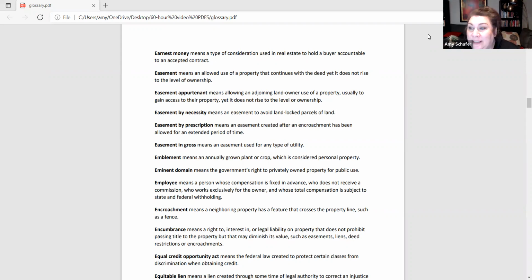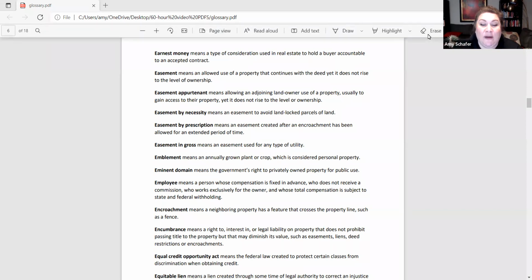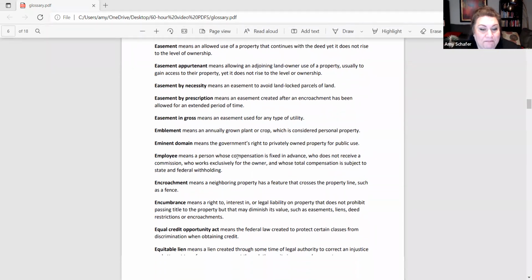An encumbrance. These have 4 categories. Liens, easements, which we just discussed, encroachments, and deed restrictions, which we discussed in the last video. These are things that are specific to the property. And it means that there's some interest, but it does not rise to the level of actual ownership.